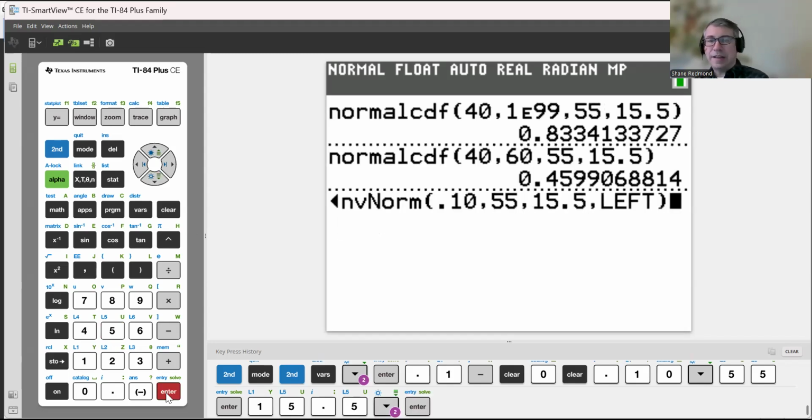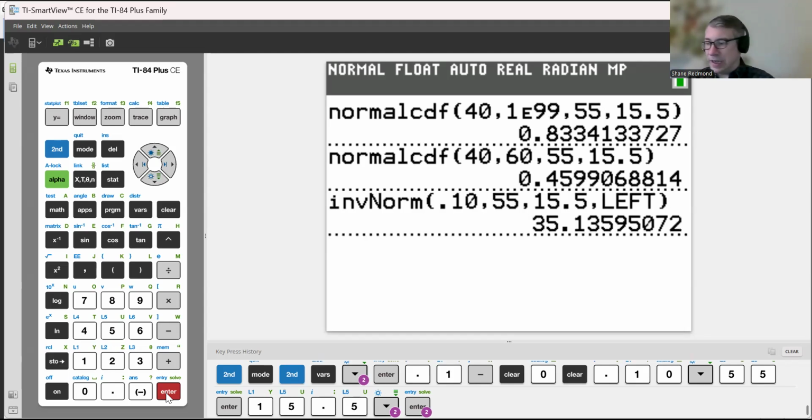So here, let me paste these things back in. And so now I've got in there my area, I've got in my mean, my standard deviation, and my direction, and I will hit enter for it to do the calculation. And it tells me 35.14. Let's round it off there. 35.14 for our answer here.